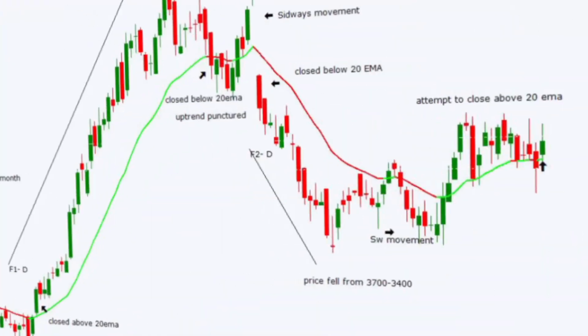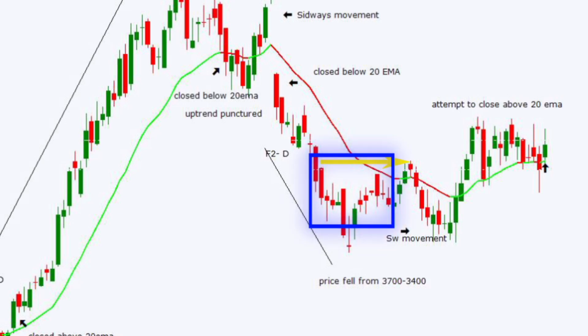Thus, the stock closing below the 20 average gave an indication of an uptrend changing into a potential downtrend. Once again, you saw very similar price action as the stock went sideways for a certain duration, and finally, recently, it has managed to close above the 20 moving average.